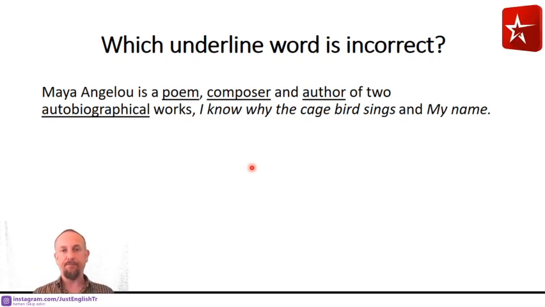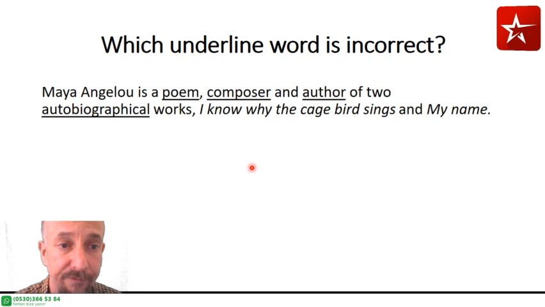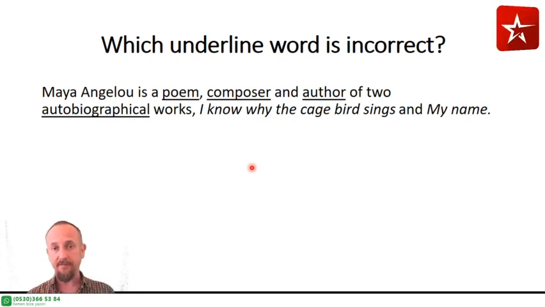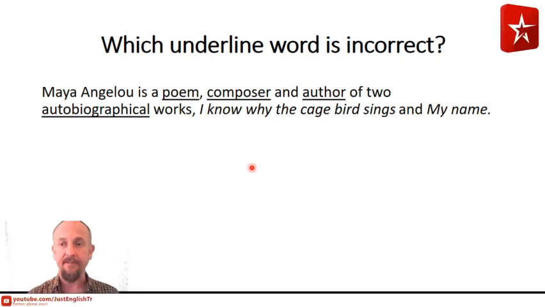Maya Angelou is a poem, composer, and author of 2 autobiographical works, I Know Why the Cage Bird Sings, and My Name. I'll read it one more time. Maya Angelou is a poem, composer, and author of 2 autobiographical works, I Know Why the Cage Bird Sings, and My Name.